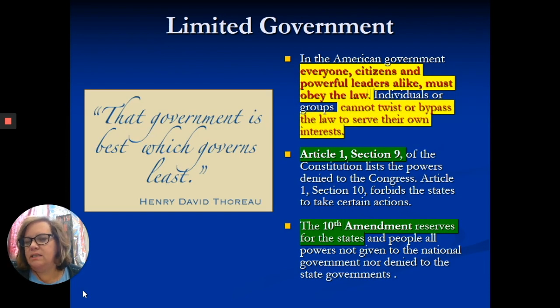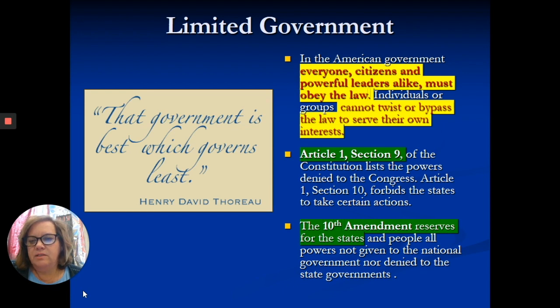The United States Constitution is also founded in the idea of limited government. Make sure that you understand that our Constitution is not something that grants power, it limits power. It specifically states that everyone, citizens and powerful leaders alike, must obey the law. So there's this idea that no one is above the law. So limited government also kind of works its way into the concept of rule of law as well.